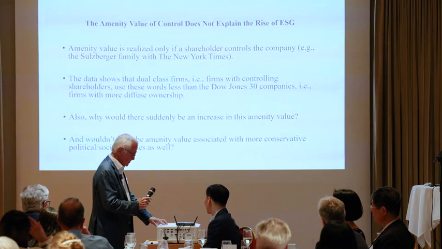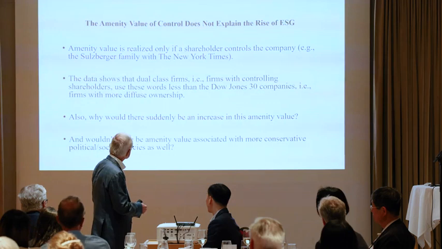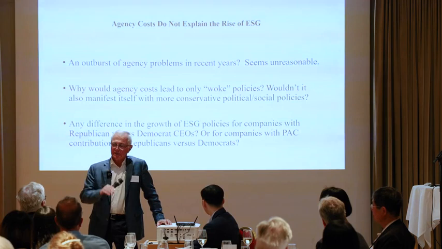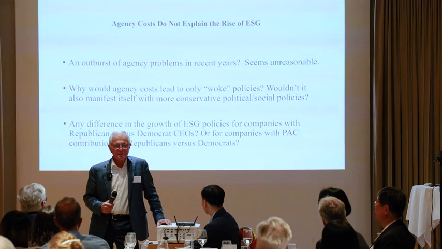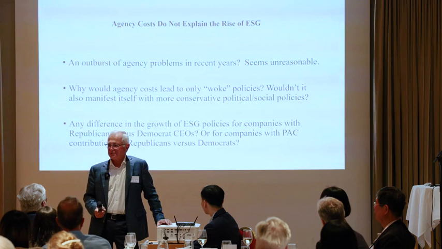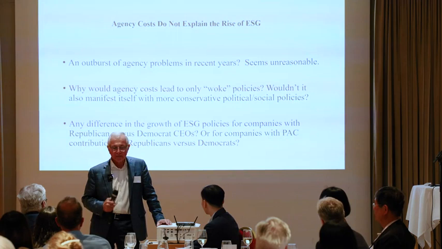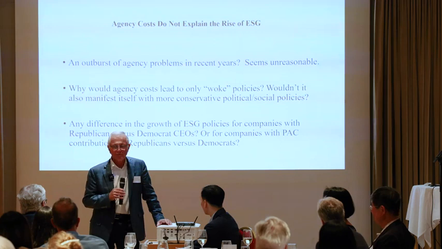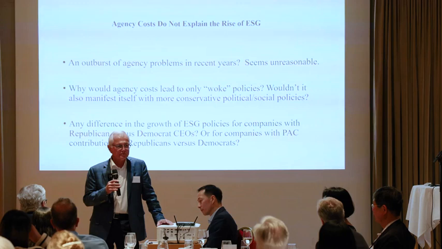The next one may elicit some disagreement, but I don't see agency costs as being the reason for this, for a couple of reasons. One is, it's hard when you look at the trend over time. It's hard to imagine that there's been this outburst of agency problems that has suddenly given rise to ESG. Again, why wasn't that happening in years past? And then second is similar to what I just said: if it was agency problems, then why would almost all of this stuff be skewed to the left, when in fact we know probably a lot of senior managers are fairly conservative when it comes to their politics.